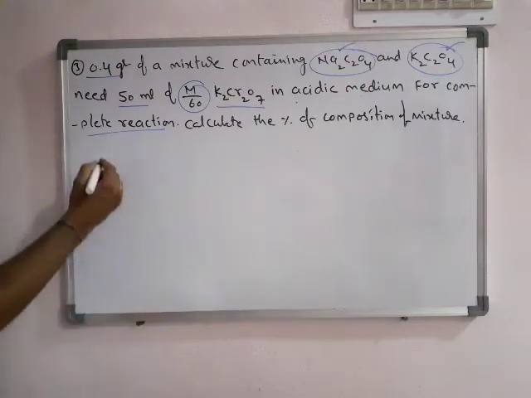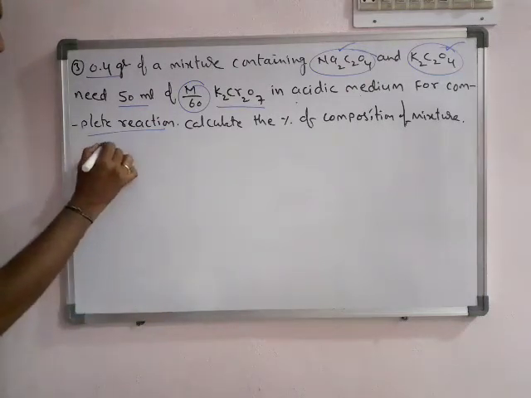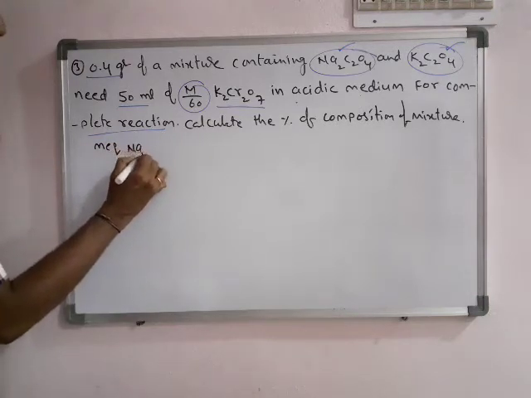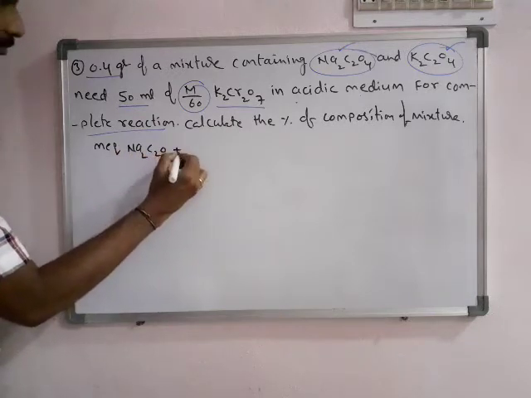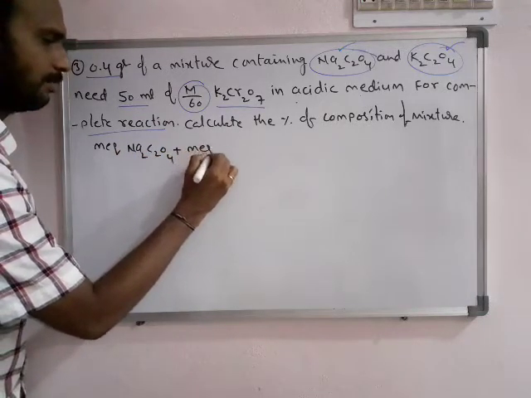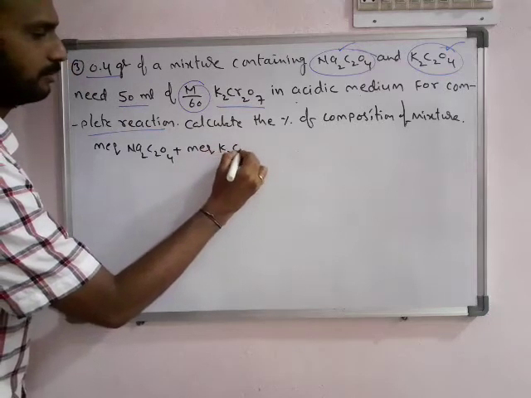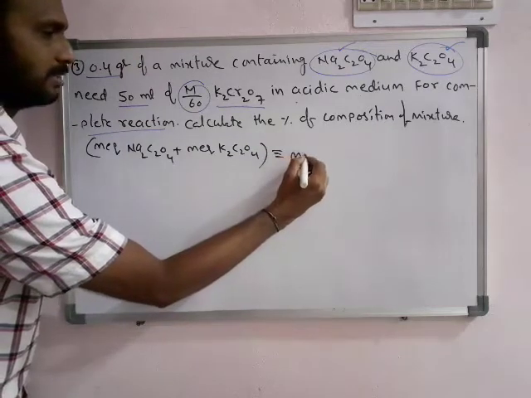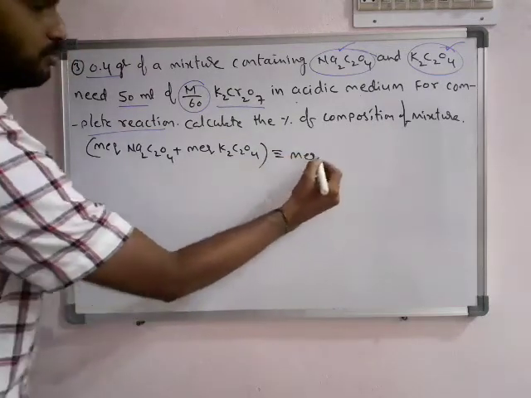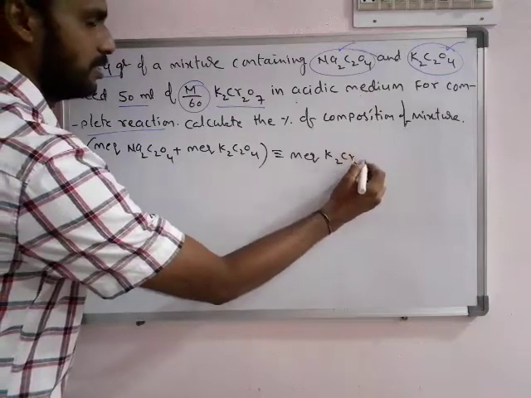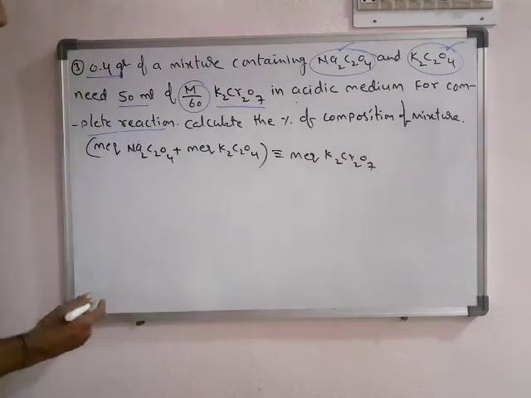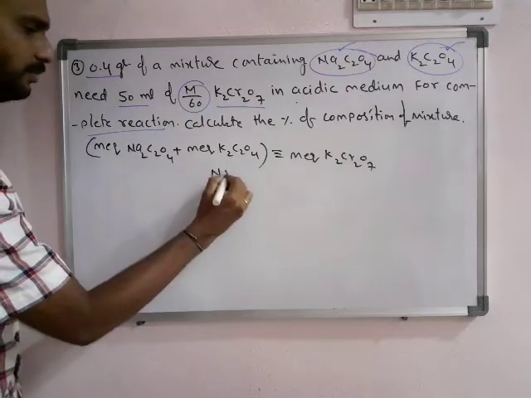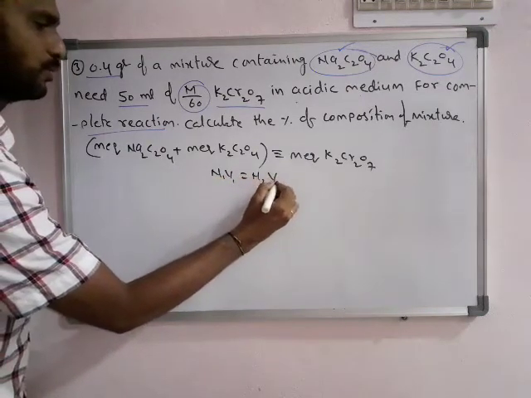So now we can write milli equivalent of sodium oxalate plus milli equivalent of potassium oxalate are exactly equal to the milli equivalents of K2Cr2O7. Here take the general formula N1V1 equals N2V2.